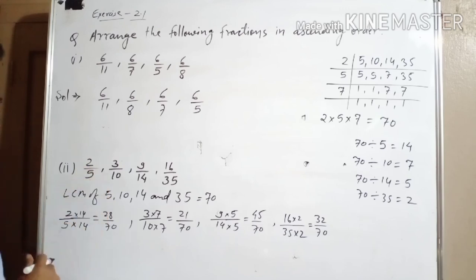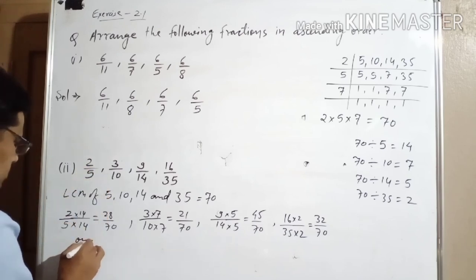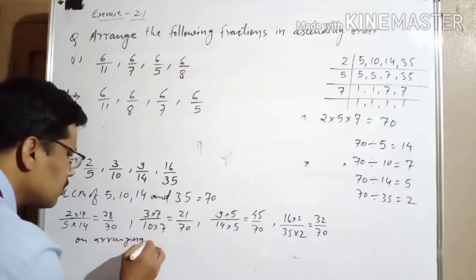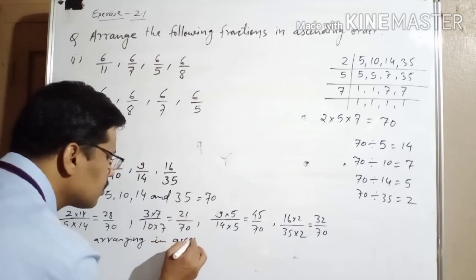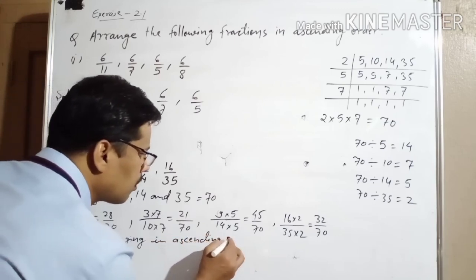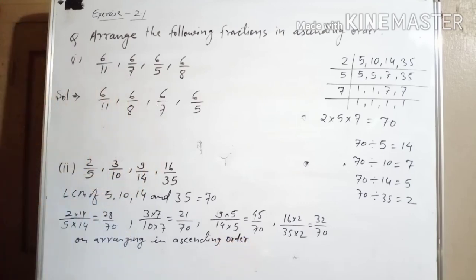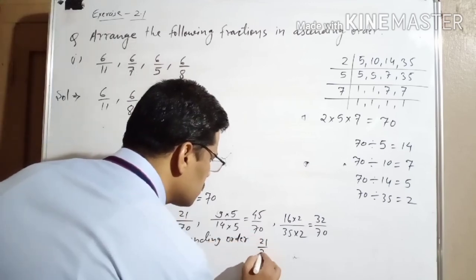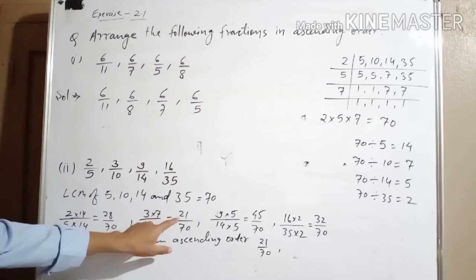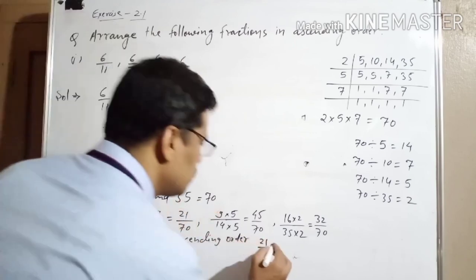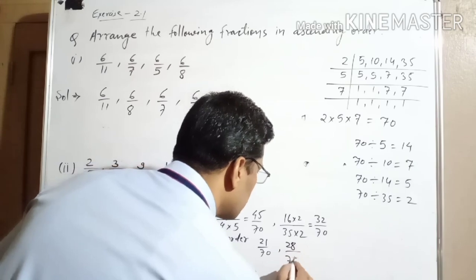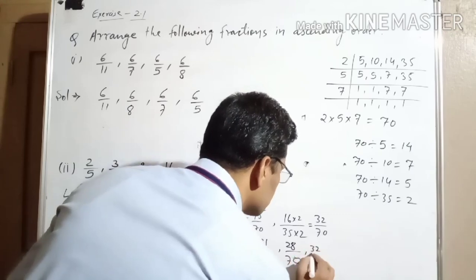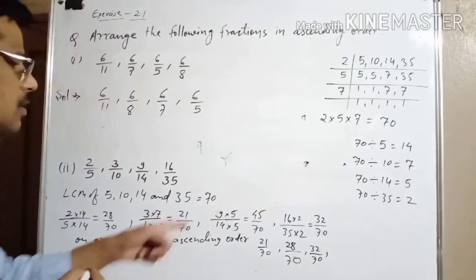We can write here, on arranging in ascending order. When you arrange, what do you find here? Which number will come first? This is the smallest, 21 upon 70. Then 28 upon 70. Then 32 upon 70. Next, 45 upon 70.